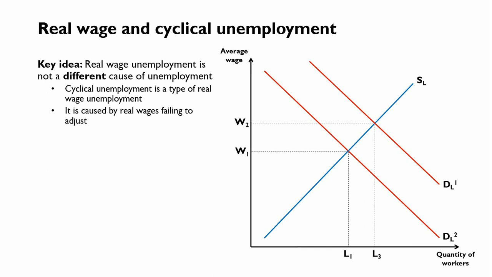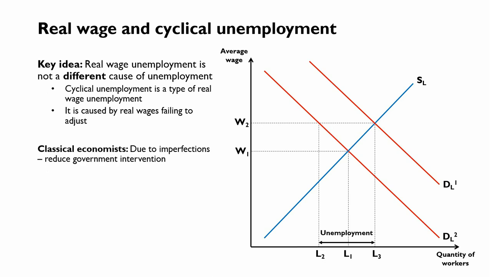But in reality, what tends to happen is wages don't adjust. So instead, we get this gap, this unemployment gap, because the demand for workers contracts, but the supply of workers stays the same. And that unemployment is cyclical unemployment, but it's also real wage unemployment. And again, classical economists would say that this failure to adjust is due to market imperfections, too much intervention. Keynesians would argue that it's an inevitable feature of labour markets and governments need to intervene to solve this problem.